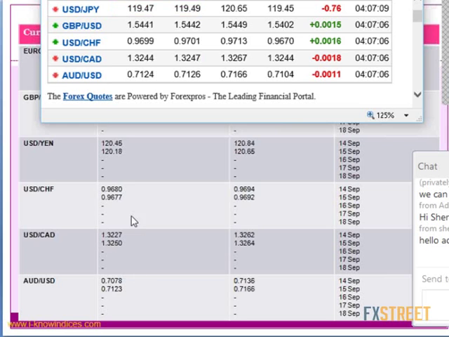Then in the case of CHF, 96.77 was the initial low. They just breached it by 7 pips, came down, and then started gaining the level. 96.92 is the high. They just breached the high and are going above. So they are likely to go further up. So we'll try to do a buy and sell trade there.